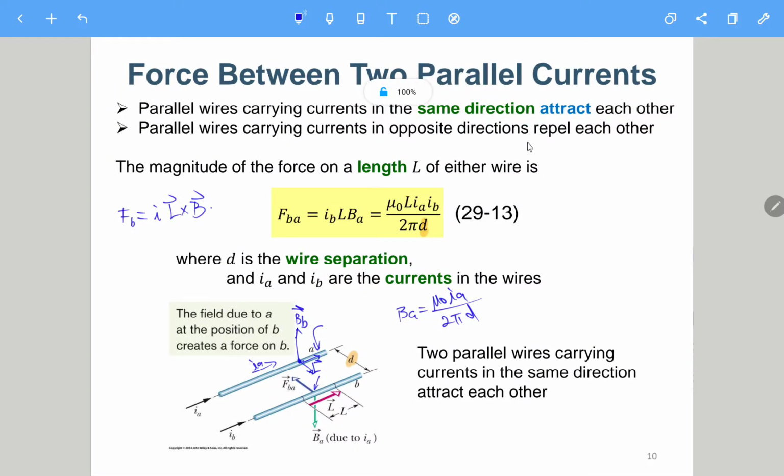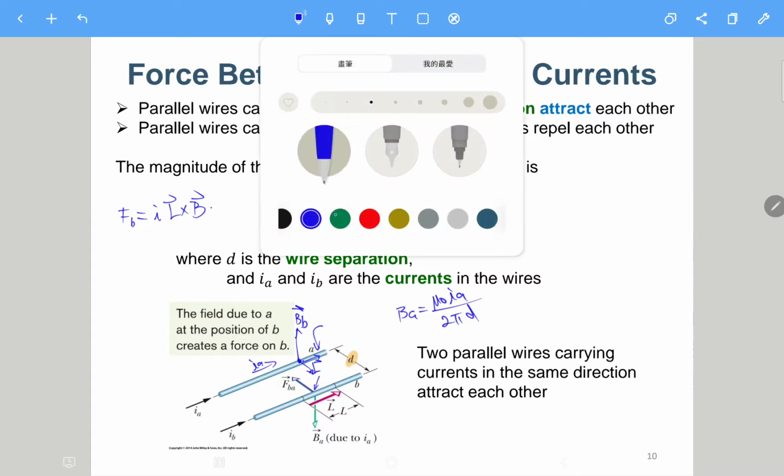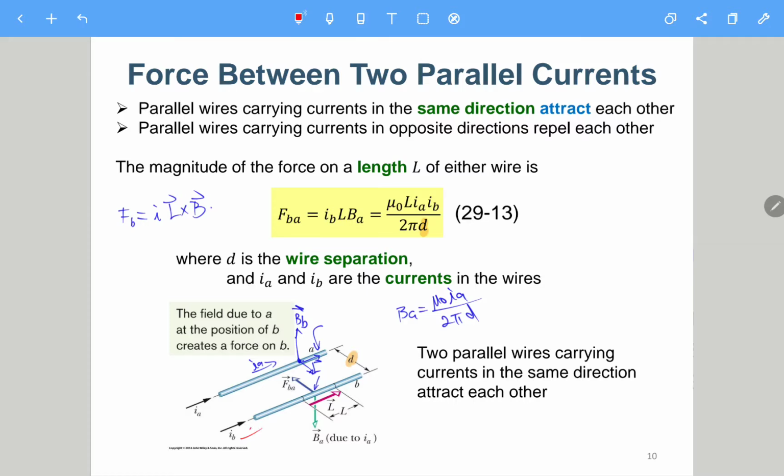Okay, so if you make IB point in the opposite direction, for example, if IB points the other way around, then now L points in the opposite direction. So L cross B points to the opposite side. So in this case, if we have current going in opposite directions for the parallel wires, then they will repel each other.